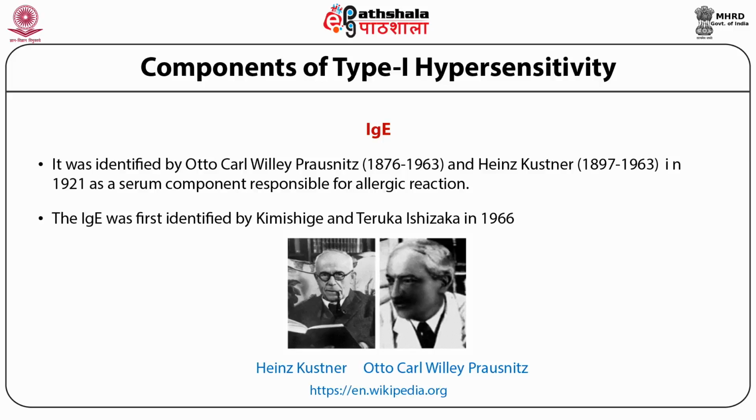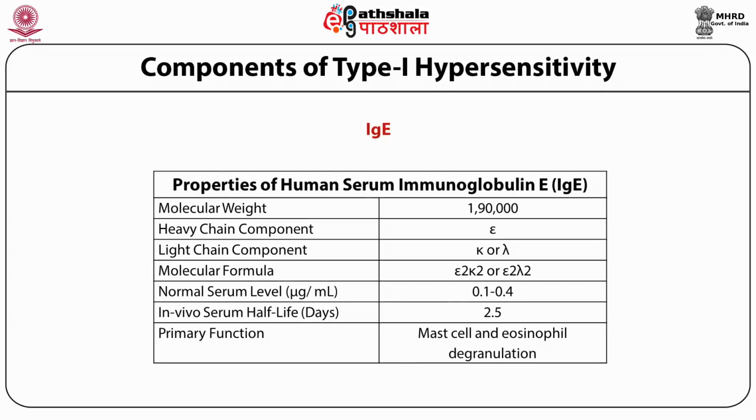IgE mediates two immune functions, that is, allergic reactions or type 1 hypersensitive reactions, and antibody-dependent cell-mediated cytotoxicity, the antiparasitic defense. IgE has a higher molecular weight than IgG due to an additional constant region domain which replaces the hinge region of IgG. Here you can visualize some of the properties of human serum immunoglobulin E. It has a molecular weight of 190,000 as compared to 150,000 of IgG.